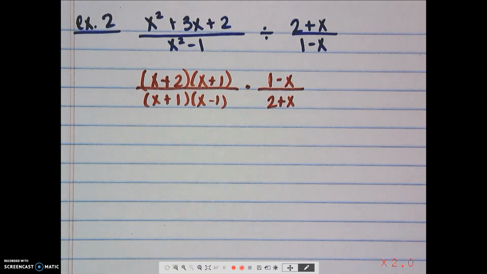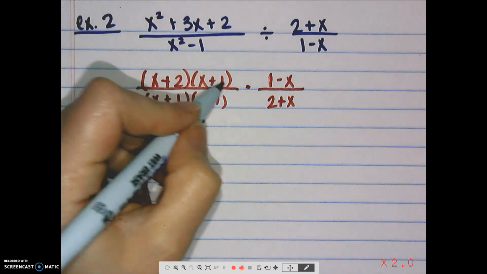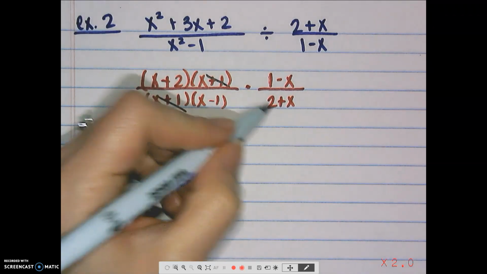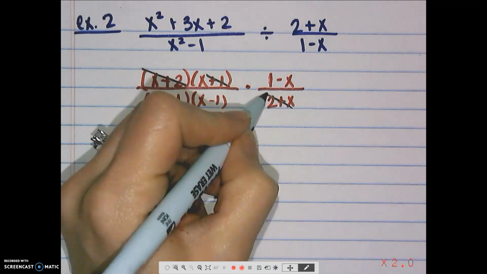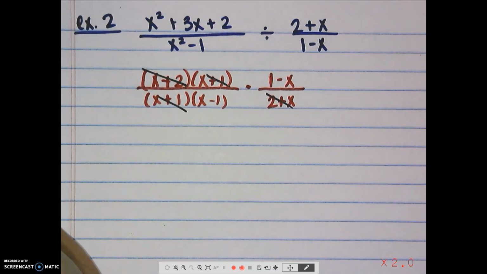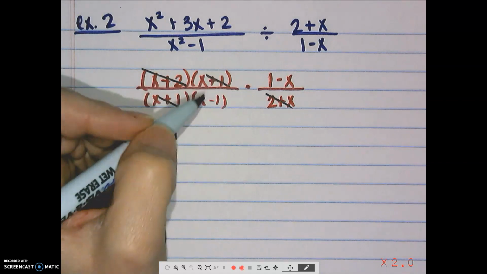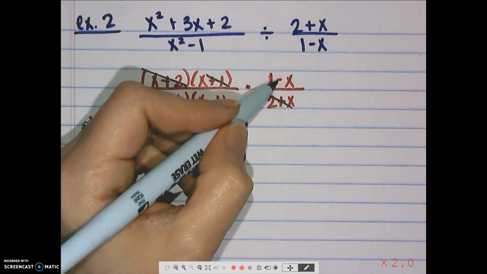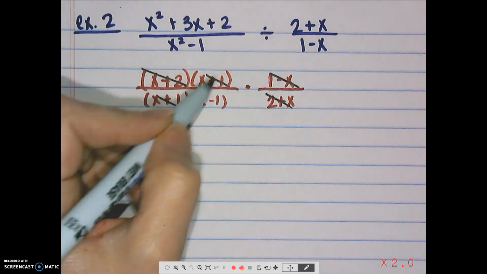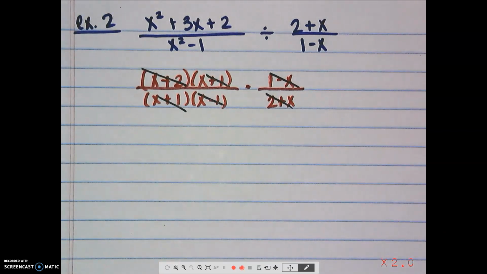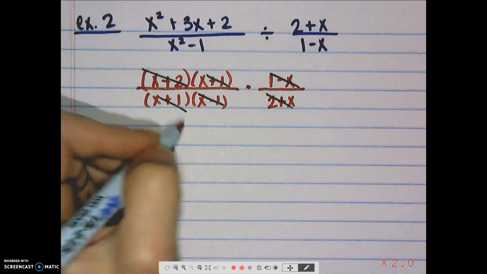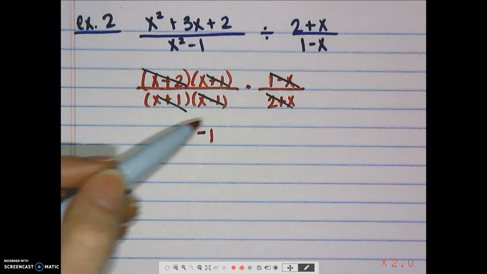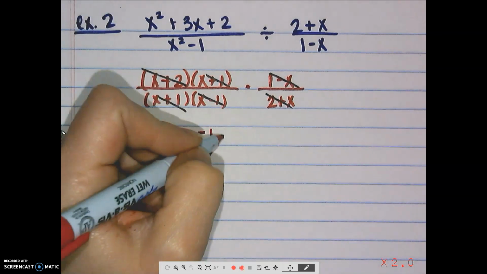So let's see what crosses off. So x plus 1, those are exactly the same. x plus 2, 2 plus x. When there's a plus sign in between them and they're backwards, that is the same thing. 1 minus x, x minus 1. Those are backwards from each other with a subtraction sign, so those can cancel, but when they do, they become a negative 1. So all of that is just the same thing as a negative 1.